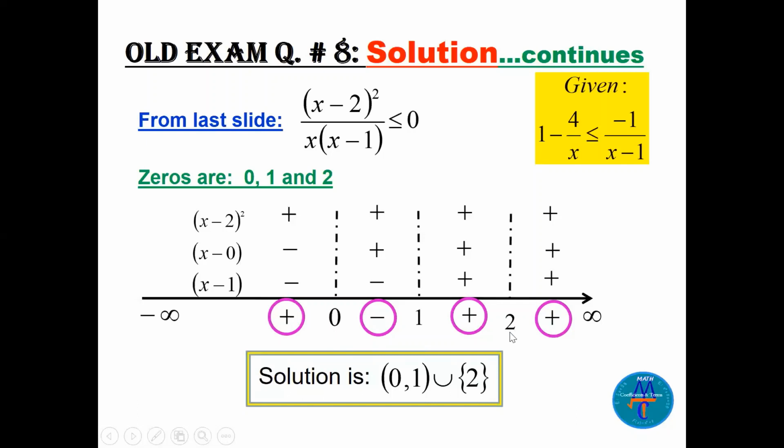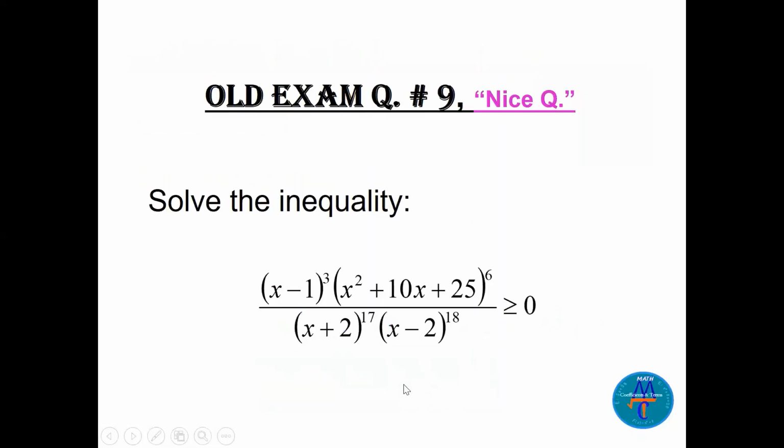Union 2. Why 2? Because 2 is one of the zeros I have to check here. If I put 2 here, 2 minus 2 squared over 2 times 2 minus 1, it becomes 0 less than or equal to 0. There's an equal, so I have to include 2 in the answer. If I have only less than, 2 is not there. If I have only less than, that's the answer, 0 to 1.